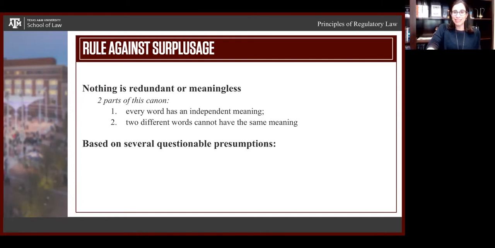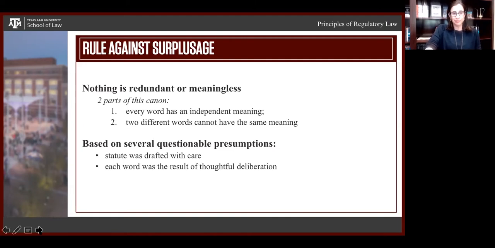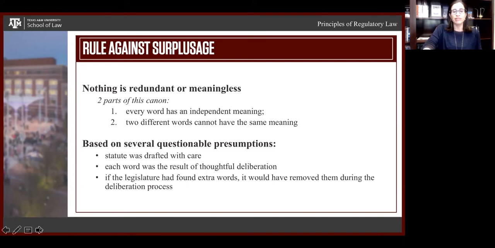Now, you could critique this canon by saying it's based on several questionable presumptions. For example, it's assuming that the statute was drafted with care, but as you all learned from week 1, the drafting process is convoluted and complex, and mistakes can occur. The second assumption is that each word was the result of thoughtful deliberation, which may not be true for those same reasons. And the third questionable presumption is that if the legislature had found the extra words, it would have removed them during this deliberation process.